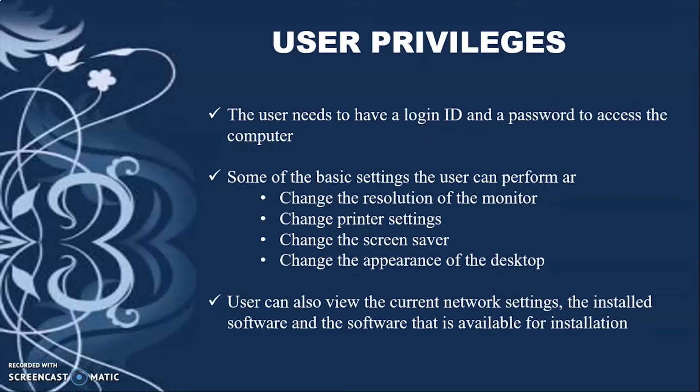The user can also view the current network setting, that is, what network the system is connected to. The user can also view the software which is installed in the system and the software which is available for installation. So these are the things the user can do in the system. If you log in as a user, only these things you can change in the system.